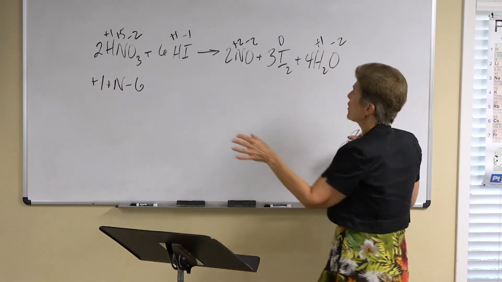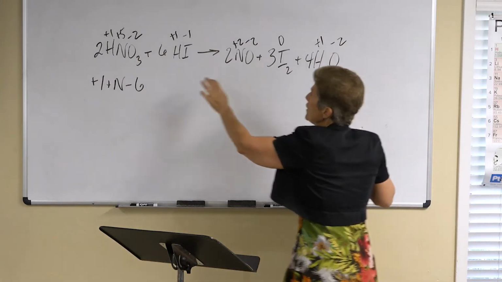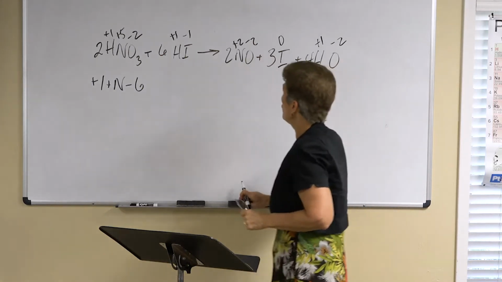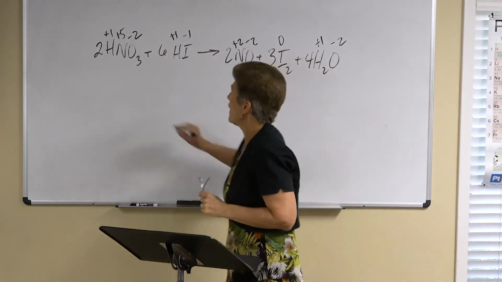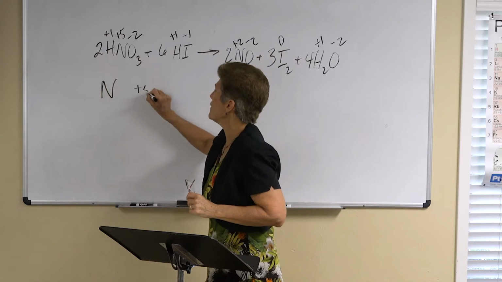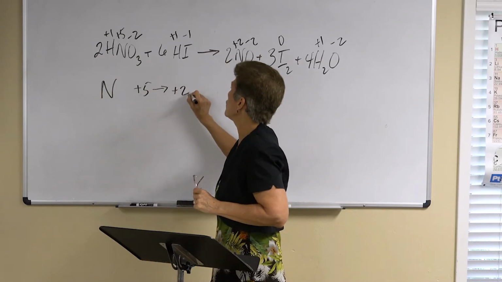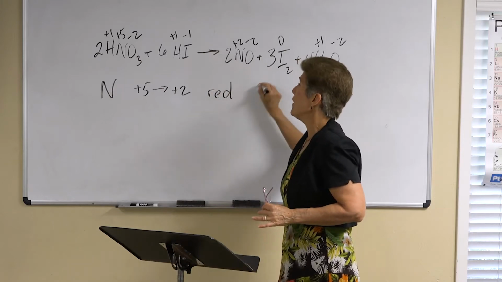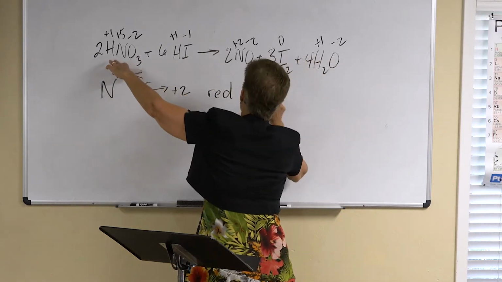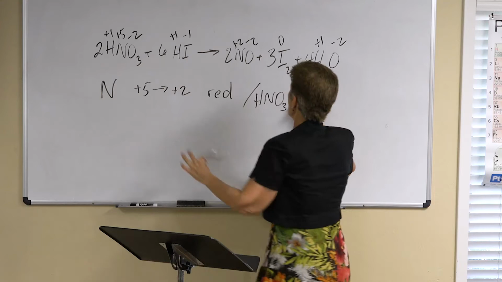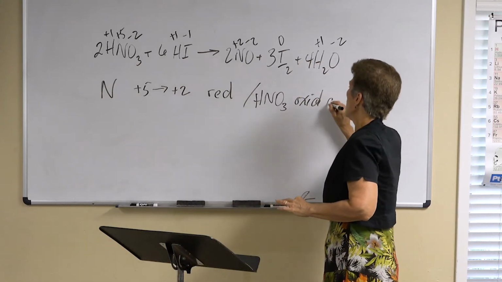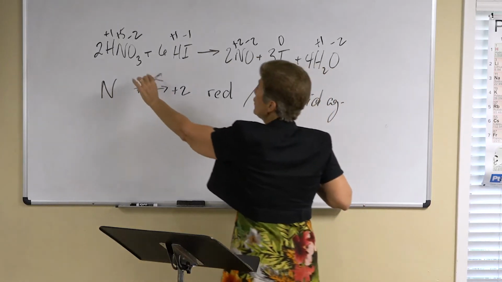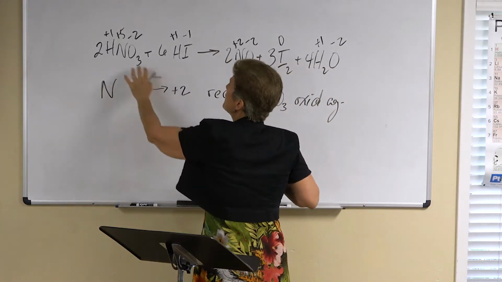Let's see if we have any changes. Hydrogen doesn't change. Nitrogen goes from a +5 to a +2. There's a change. So we have nitrogen going from +5 to +2. And that is being reduced, isn't it? So we know that whatever it's in, which is HNO3, is the oxidizing agent.